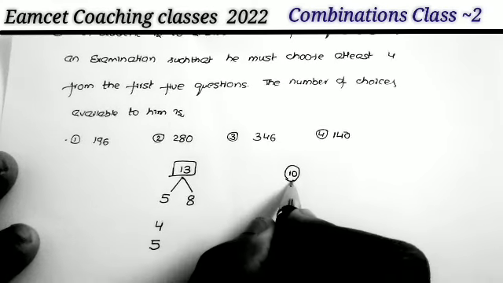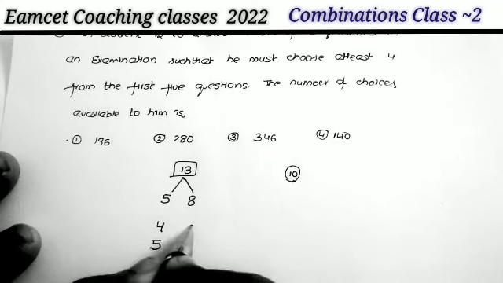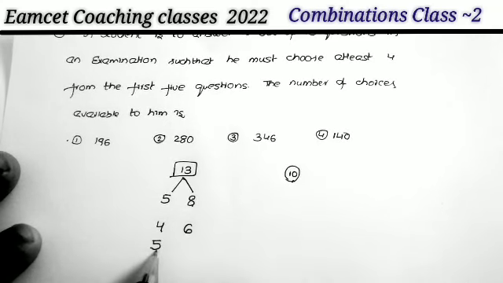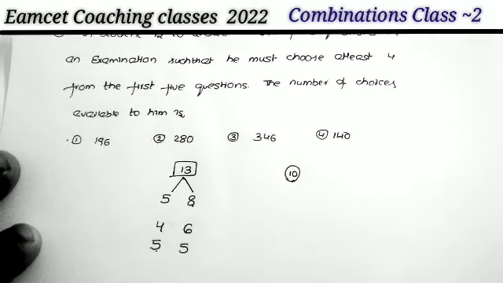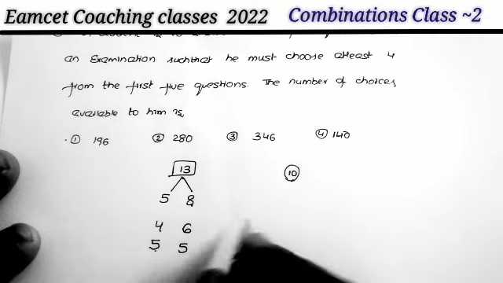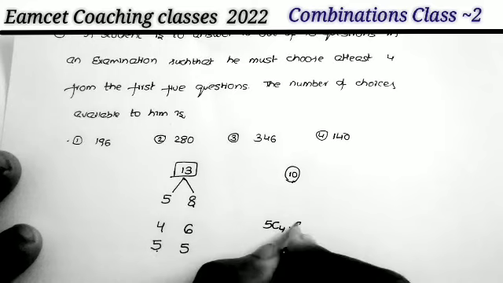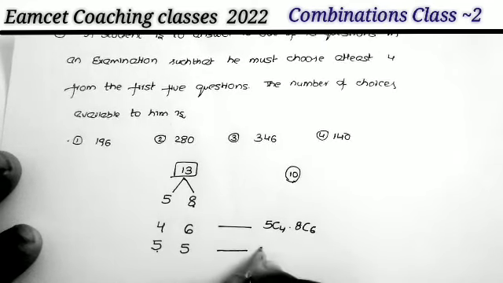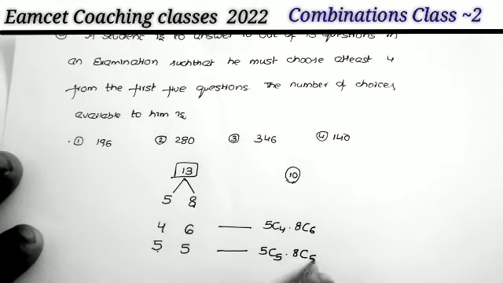Okay. If 4 questions are selected from the first section, then the remaining 6 questions can be selected from these 8 here. If 5 questions are selected, then the remaining 5 questions can be selected from these 8 here, since the total is equal to 10. Now what are the selections made here? First one, 5C4 into 8C6. This is the first selection. And what will be the next one? 5C5 into 8C5.